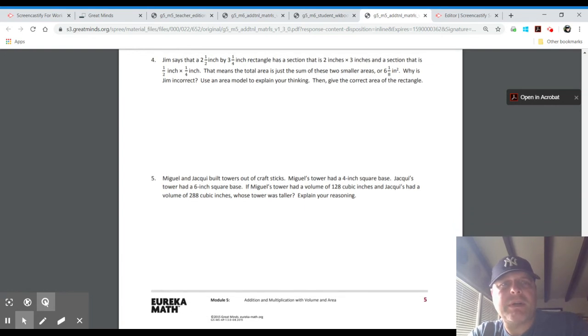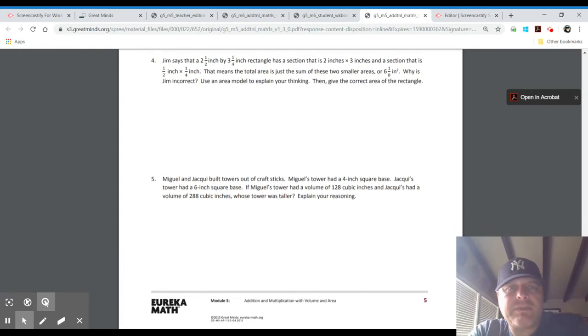That problem took a while. Jim says that a 2.5 inch by 3.5 inch rectangle has a section that is 2 inches and 3 inches, and a section that is 1/2 inch and 1/4 inches. That means the total area is just the sum of these smaller areas of 6 1/8 inch squared. Why is Jim incorrect? Okay, so let's find out.